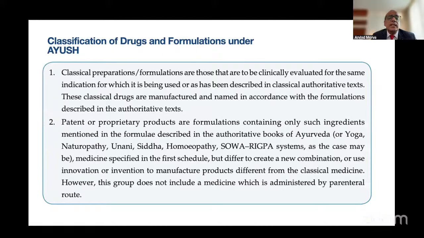And then there is the classification of drugs and formulations under the Ayush. Classical preparations or formulations are those that are to be clinically evaluated and which are indicated or described in the classical literature. These classical drugs are manufactured and named in accordance with what is described by the authoritative text. And patent or proprietary products are formulations containing only such products as mentioned in the formula described in the authoritative book of Ayurveda.